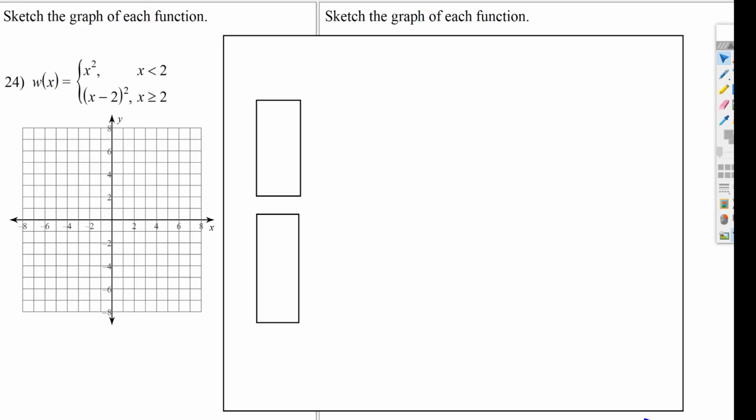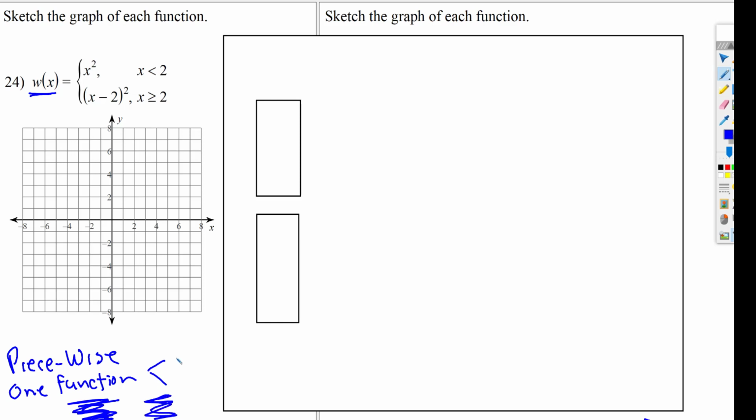Okay, now we're going to be talking about, and I don't even know that you can see this. Nope, you can't. So these are called piecewise functions. It is one function. So right here, w of x is one function that's broken into two pieces. So one graph on this side might be doing one thing, but the graph on this side of this value might be doing something else.